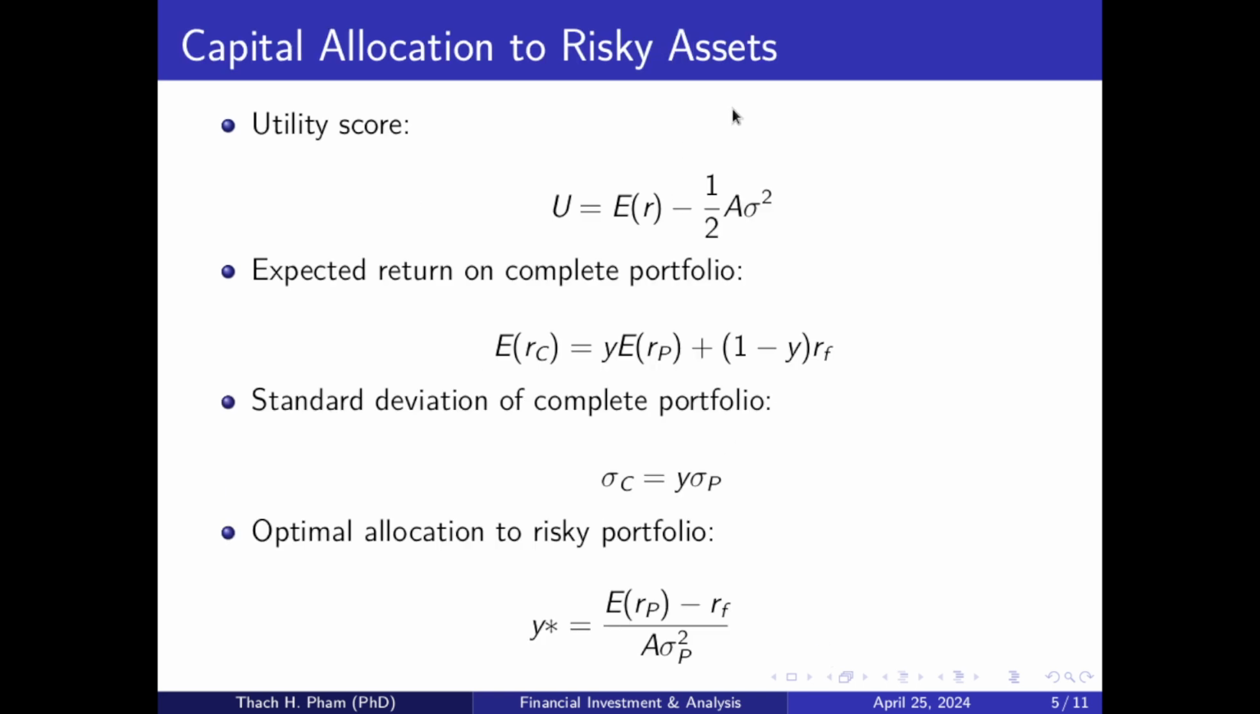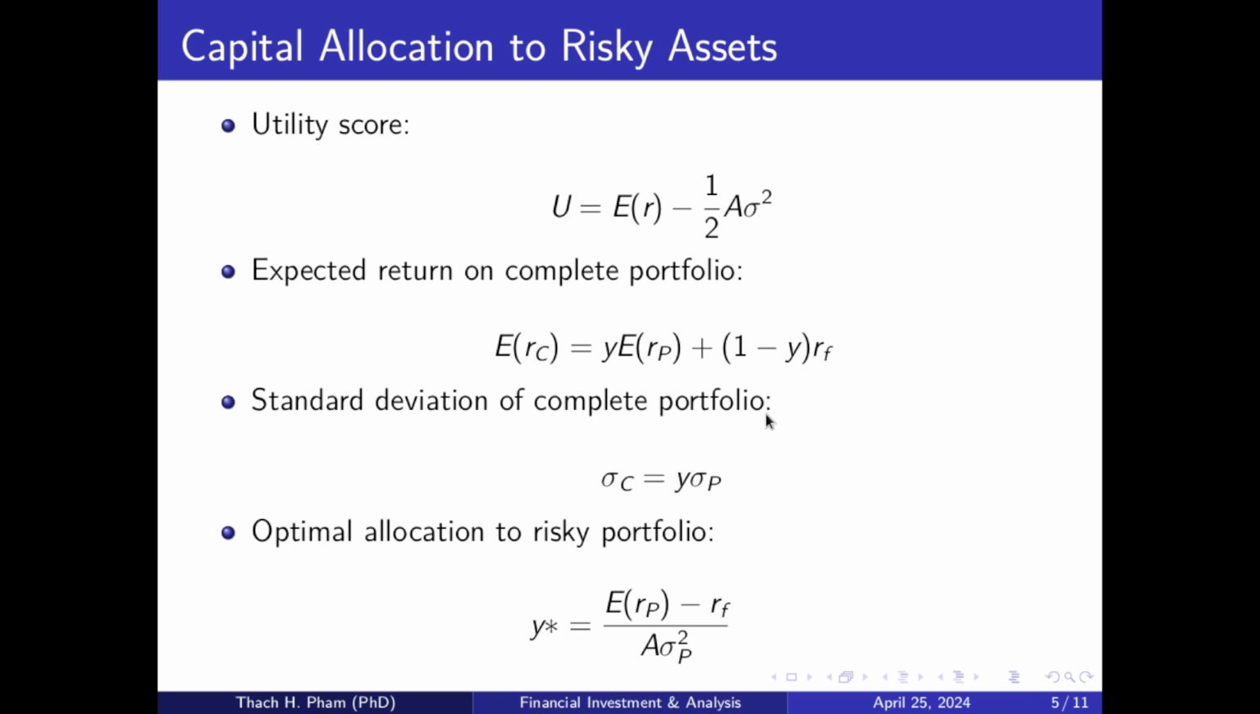For capital allocation to risky assets, the utility score U equals the expected return minus 1 over 2 multiplied by A, the risk aversion, multiplied by the variance sigma squared. For the expected return on the complete portfolio, the expected return of the combined portfolio equals Y multiplied by the portfolio return RP, plus 1 minus Y multiplied by RF.